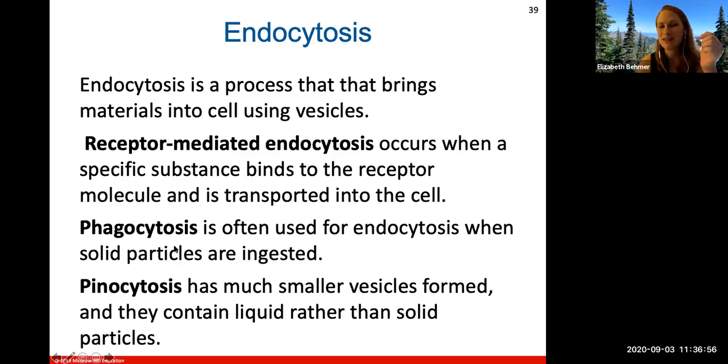Phagocytosis means cell eating. So this will be for larger solid particles when they're ingested. And pinocytosis means cell drinking. So pinocytosis is for smaller vesicles, and they will always contain liquid rather than solid. So phagocytosis and pinocytosis are two ways that the cell brings substances inside. And again, with active transport, energy is required. Phagocytosis, cell eating, is for larger solid particles, and pinocytosis, cell drinking, is for smaller liquid particles.